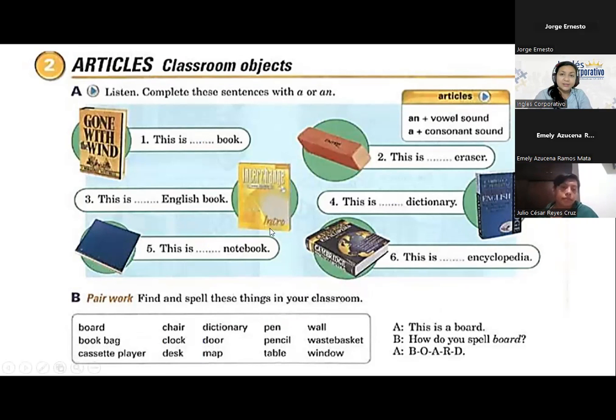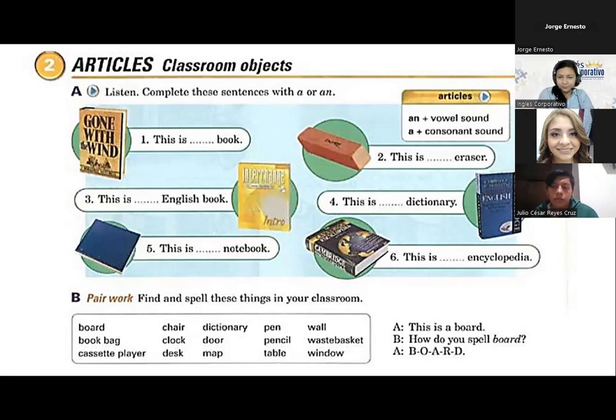Okay, before we pass to the next topic, I just want to mention more examples using an. For example, we can say an apple. Can you give me examples of objects that start with a vowel sound? An apple, an orange, an umbrella, an eraser. What else, guys? Tell me. An ice cream cone. An orange. An avenue. Oh, very nice.